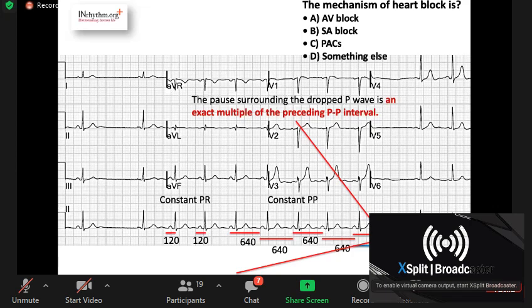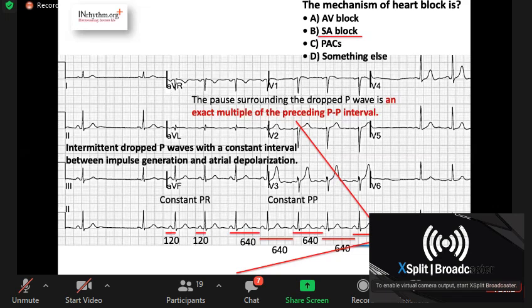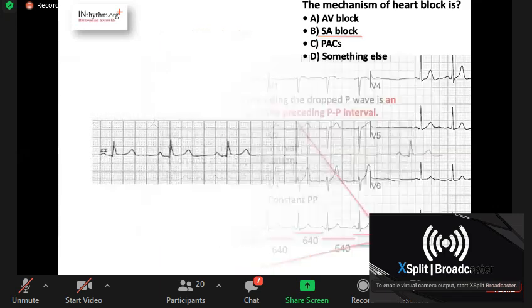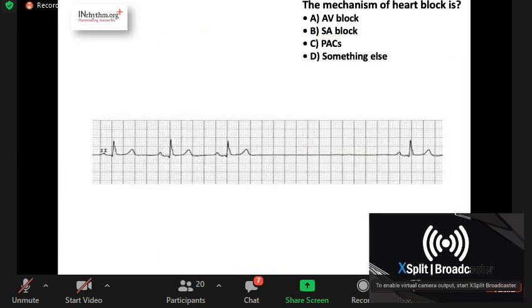I hope it is clear to you. So you will have intermittent dropped P waves with a constant interval between the impulse generation and the atrial depolarization. I think it is very, very clear. So these are the very important things that you need to see whenever you are looking at such kind of group beating.